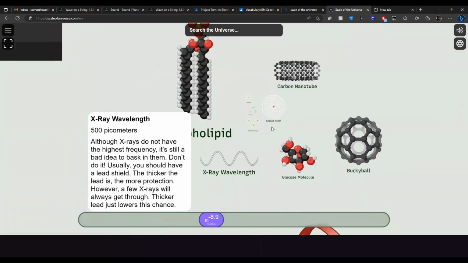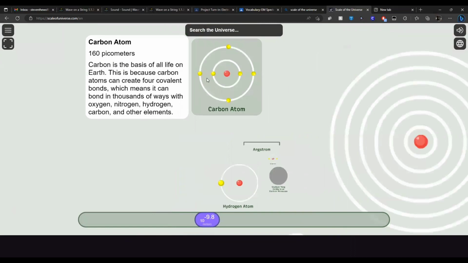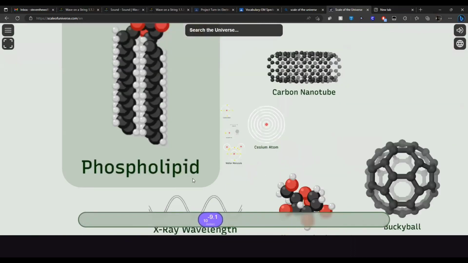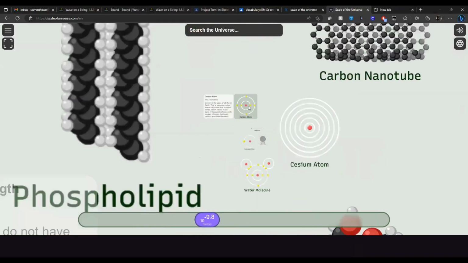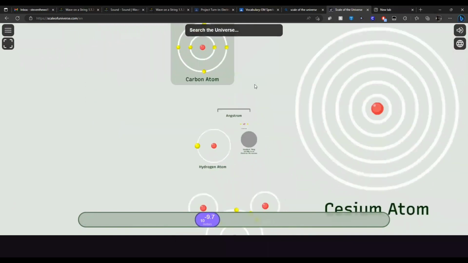X-ray waves are high frequency. It is used to see inside organisms, at airport security, at a dentist office, and in stars. The X-ray wavelength is 500 picometers, which is larger than a carbon atom, which is only 160 picometers.